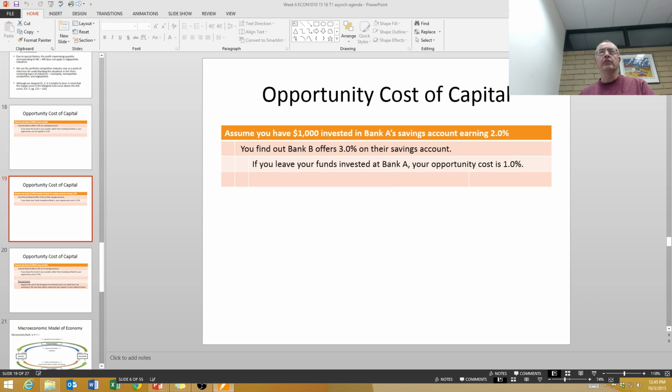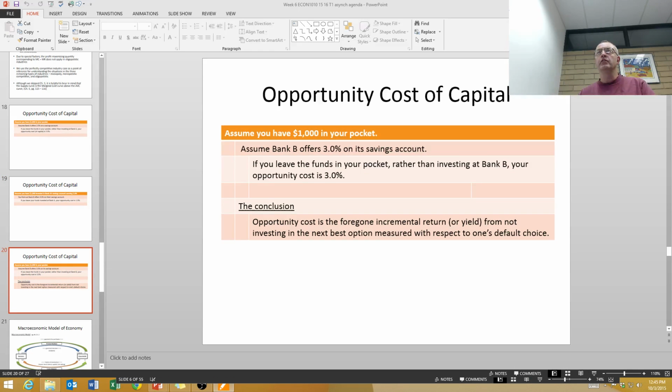Okay, then I have one third little example here. Okay, so now let's assume you have $1,000 in your pocket, and you're walking up the street, you're walking in the opposite direction as before, and you see that Bank B is offering 3% on its savings account. If you leave this $1,000 in your pocket, rather than investing in Bank B, your opportunity cost is 3%.